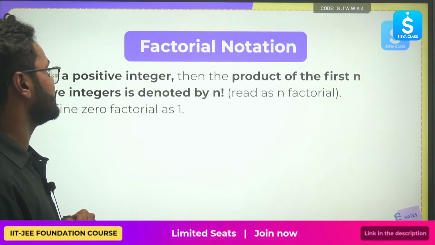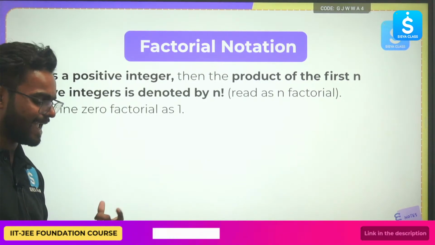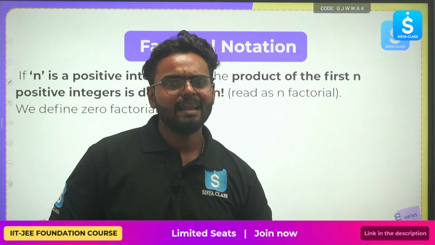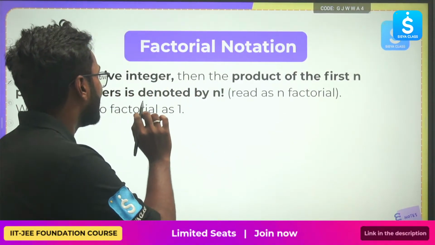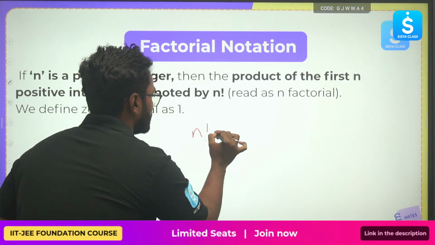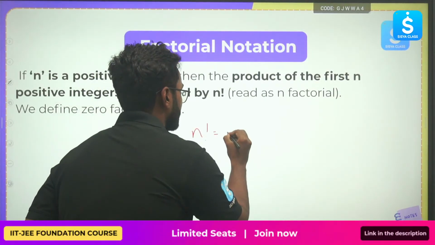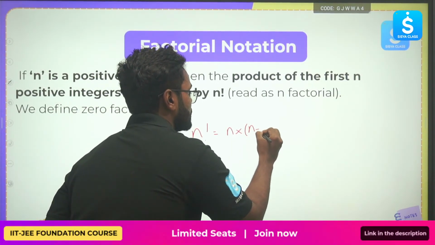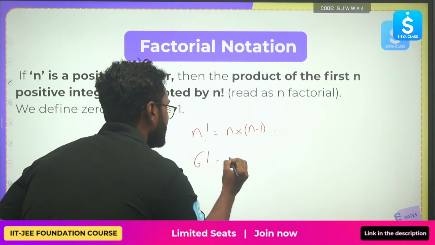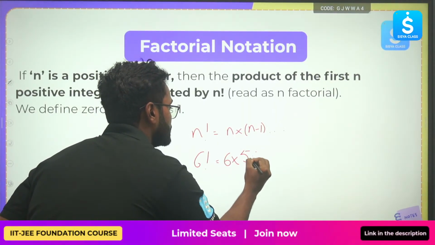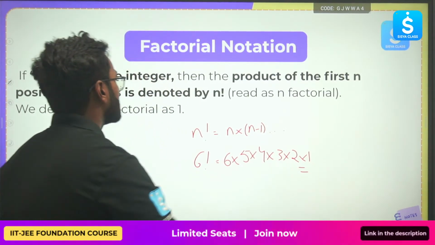Now we'll learn about factorial notation. If n is a positive integer, then the product of first n positive integers is denoted by n factorial. N factorial is the product of all positive integers less than or equal to n, that is n into n minus 1 and so on. Let us take an example. 6 factorial would be 6 into 5 into 4 into 3 into 2 into 1.